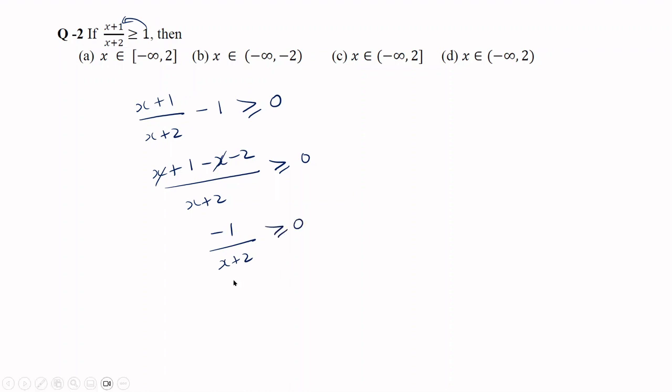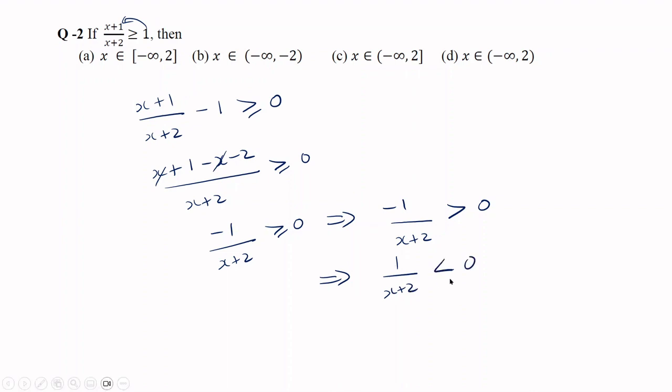Now here we can see that x is in the denominator, so no value of x will make this 0. If we put x as minus 2, then we will get minus 1 by (minus 2 plus 2) or minus 1 by 0, which is infinity. So no value of x will make this 0. As a result, here we have to find minus 1 upon (x plus 2) greater than 0. To make this positive, we can reverse the inequality sign. This implies 1 by (x plus 2) is less than 0.